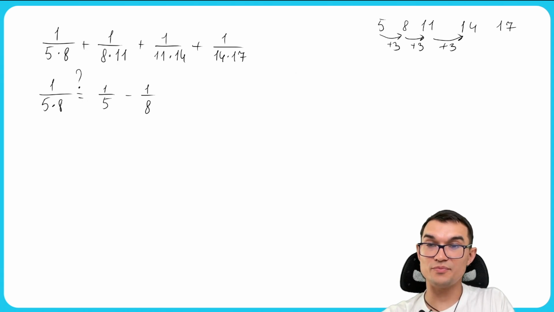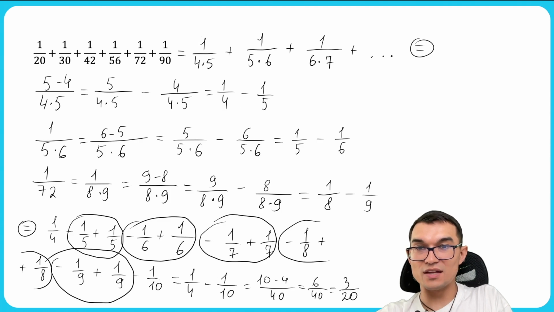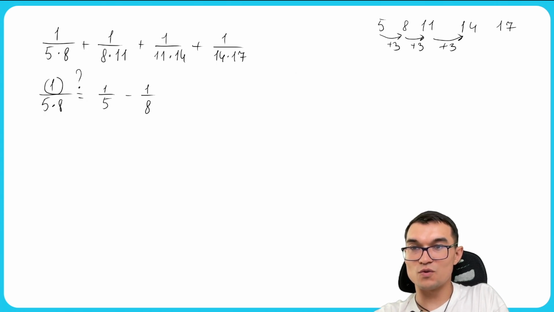Well, if you remember the previous problem, then the answer is no, they're not equal, because in the previous problem, two numbers multiplying at the denominator were sequential, so their difference was equal to 1. 5 minus 4, for example, was equal to 1. That's why we had 1 in the numerator. Whereas in that case, we have two numbers with a difference of 3 and still 1 in the numerator. So this should be equal to 3 over 5 times 8.